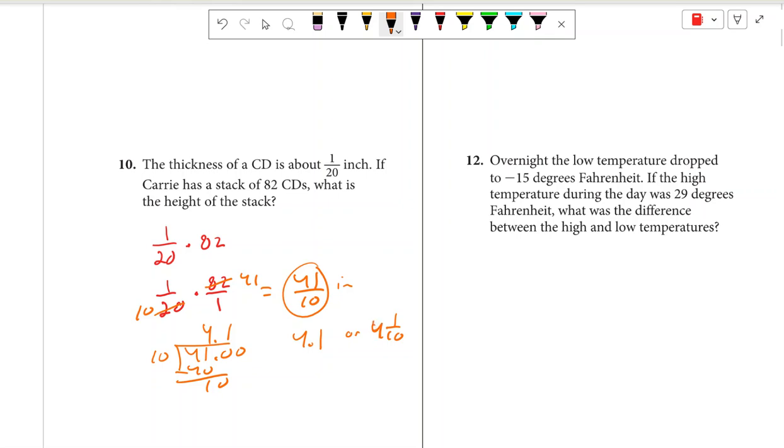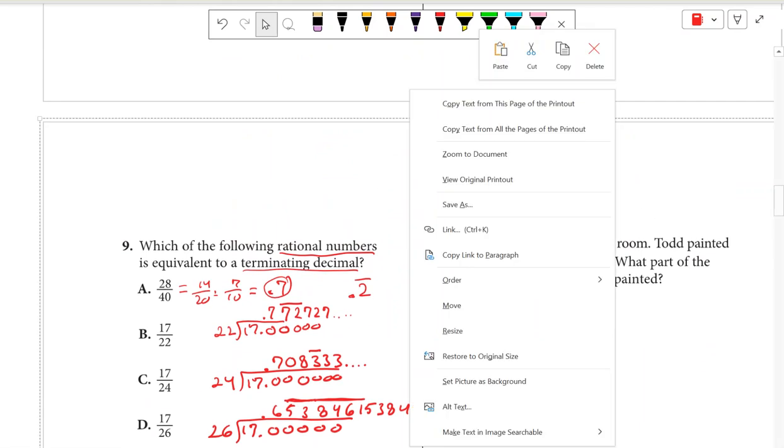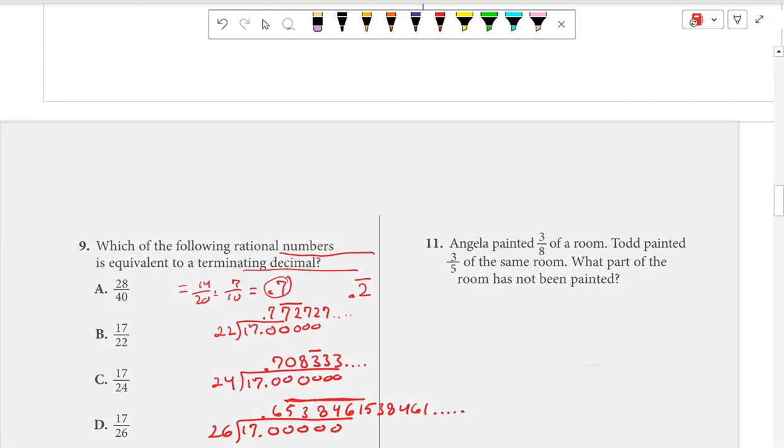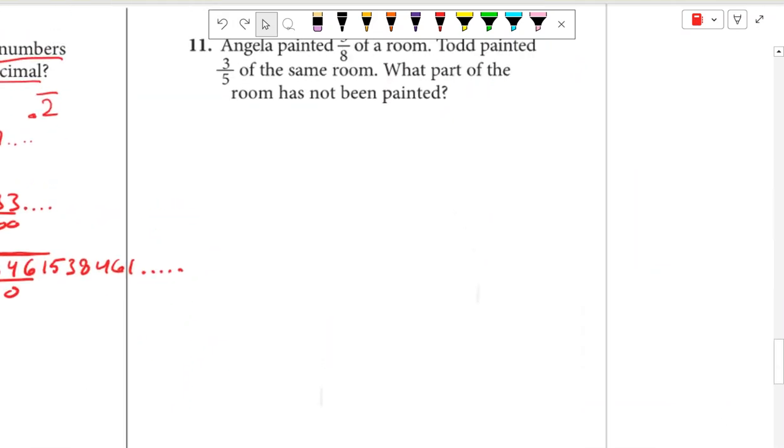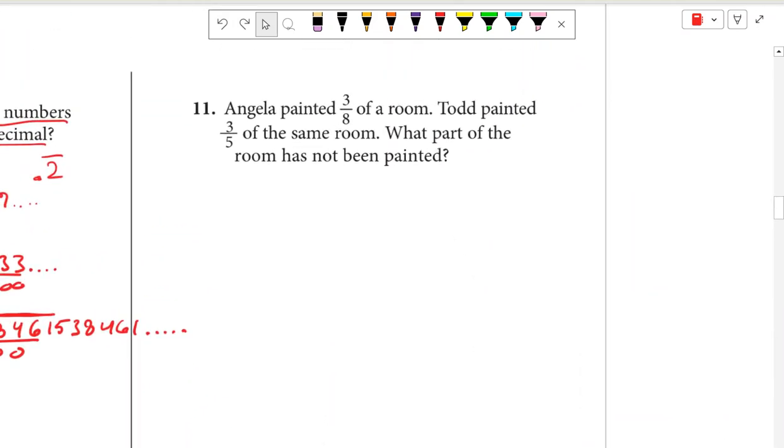All right, on to number 11. Oops, number 11. Angela painted 3/8 of a room. Todd painted 3/5 of the same room. What part of the room has not been painted?